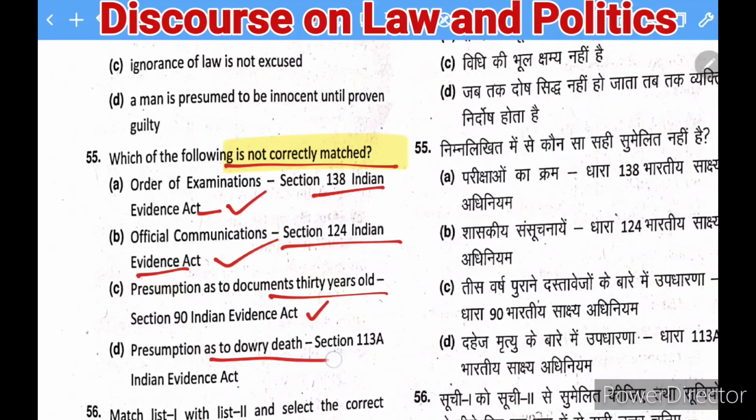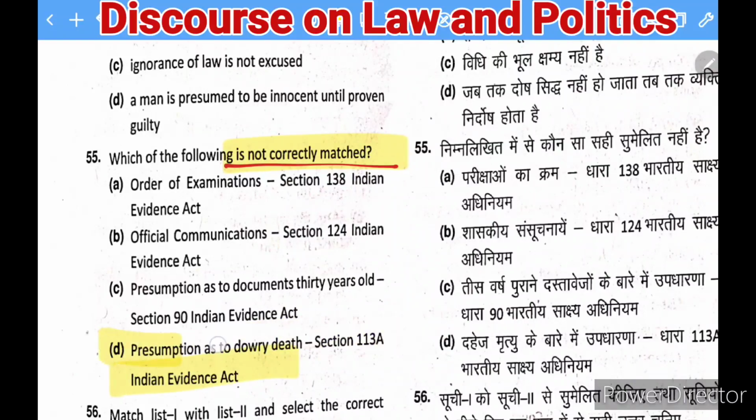Presumption as to dowry debt, section 113A, it is not correctly matched because it is 113B. So the right option which is not correctly matched here, which we need to highlight, is this D. Okay, so this is the correct answer for this question.